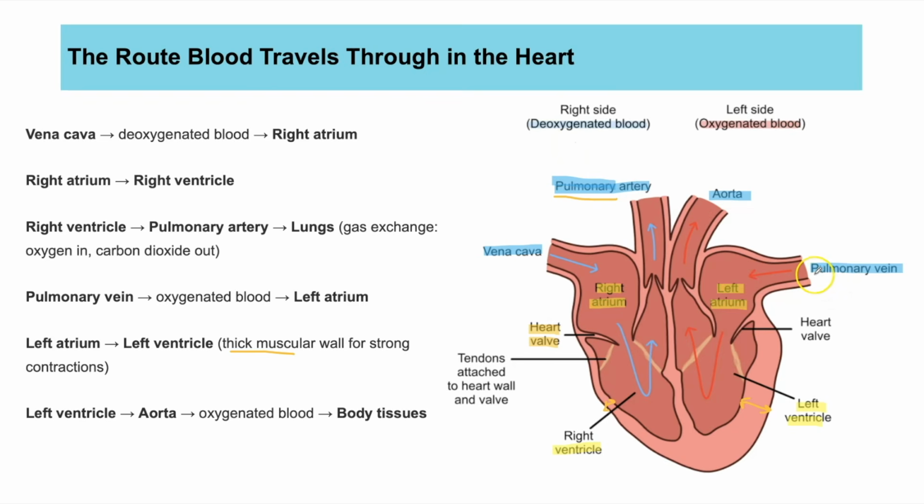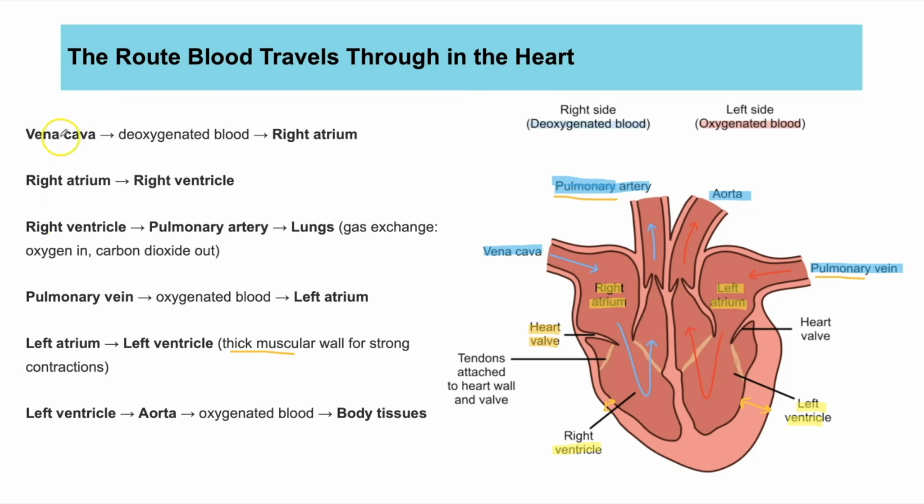And because the pulmonary vein is delivering blood into the heart from the lungs, got that word pulmonary, that means if the blood's just come from the lungs, it's going to be oxygen rich, or in other words, oxygenated blood. And that's what the red arrows are representing. It's oxygenated.